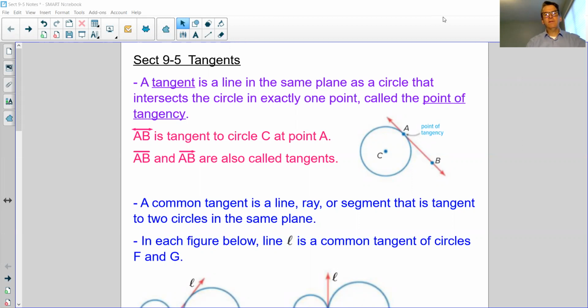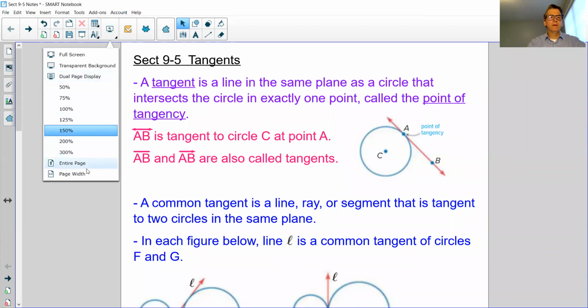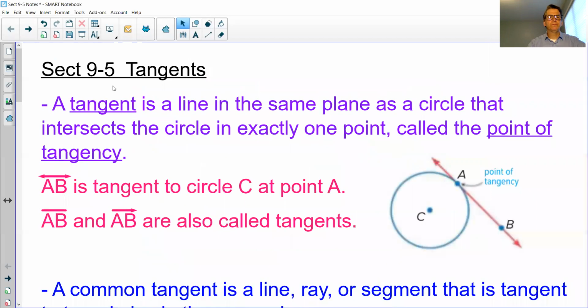Section 9.5, tangents. A tangent is a line in the same plane as a circle that intersects the circle in exactly one point. That point's called the point of tangency. AB is tangent to circle C. Take a look. So the point of tangency is that point A right there. So AB and ray AB are also called tangents.